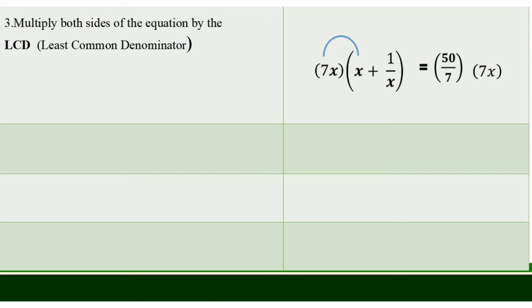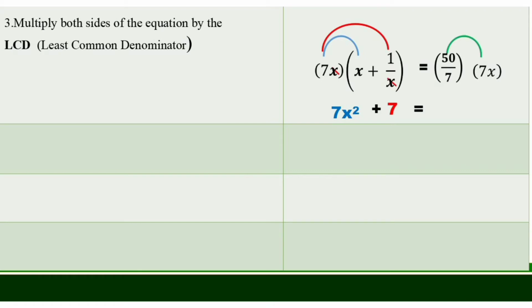So, we are going to apply here the distributive property of multiplication. First, we multiply 7x times x, and the product is 7x squared. Next, 7x times 1 over x. This time, class, we can also cancel x. So, the remaining is 7 times 1. The product is 7. So, plus 7 equals.